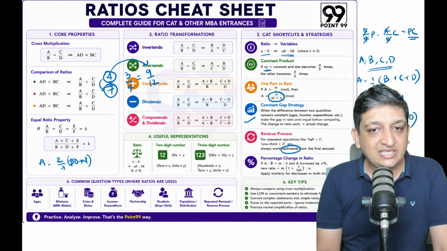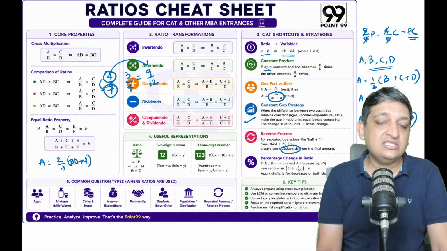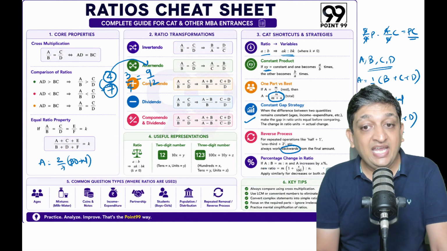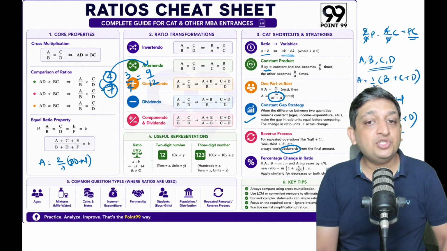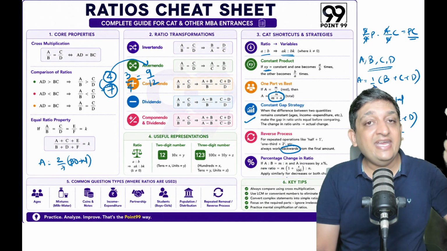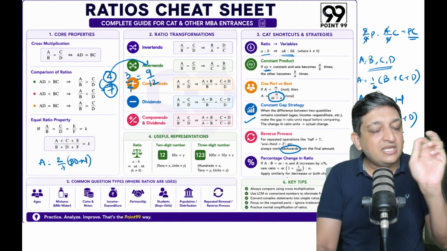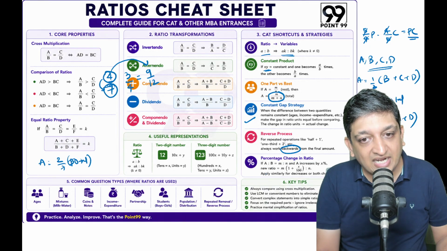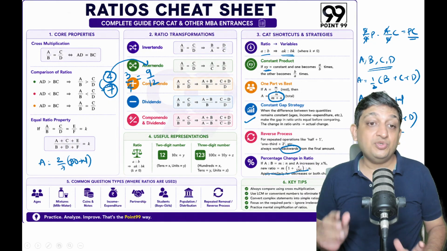And in terms of percentage change in ratios, if A by B is equal to M by N, and if A increases by X%, the new ratio will be what? Of course, A has increased by X%. So the numerator would have become 1 plus X by 100 times itself. So that is basically going to happen to the ratio as well.